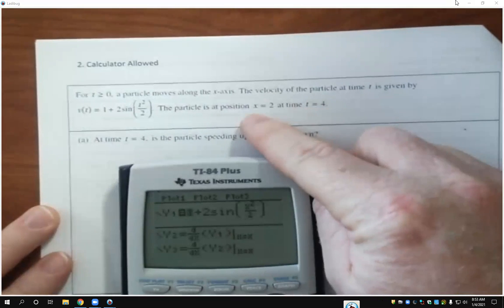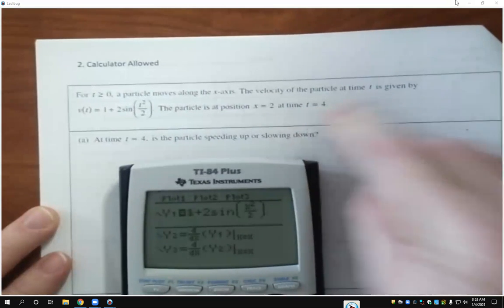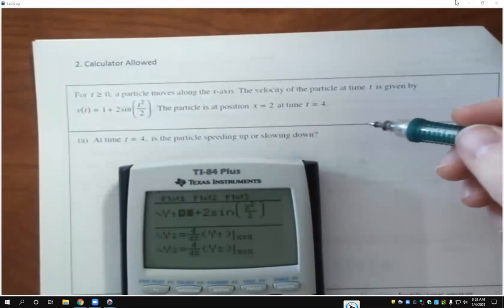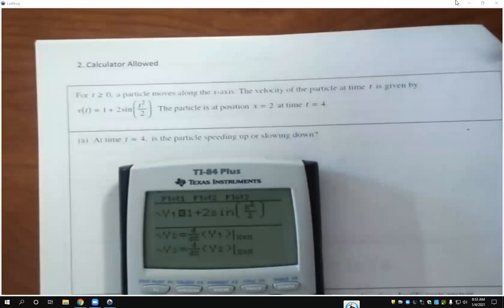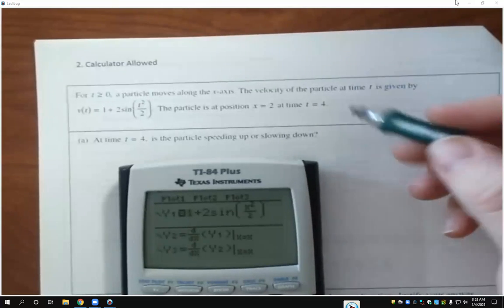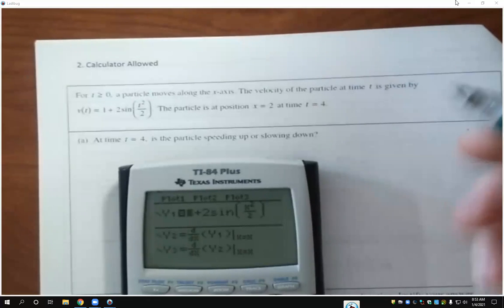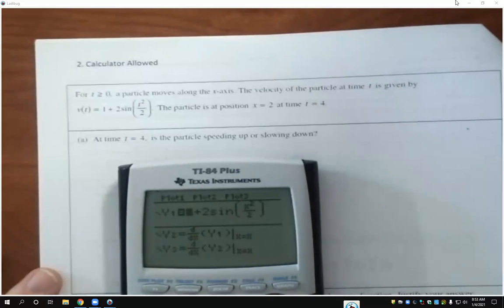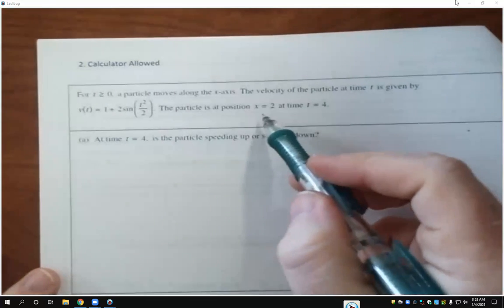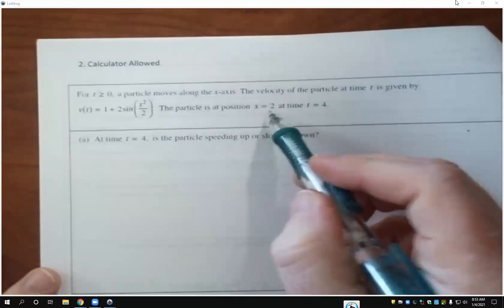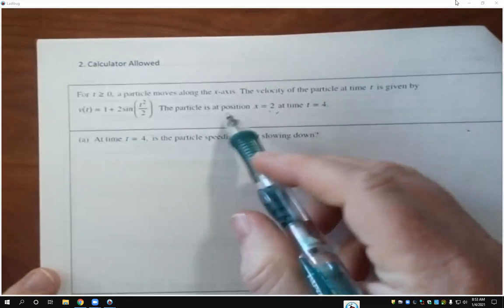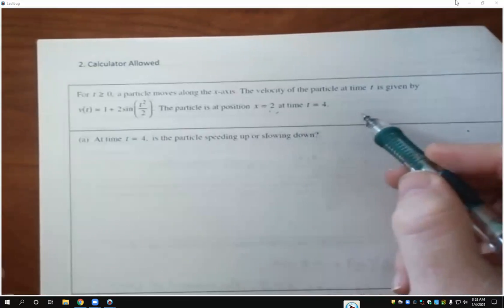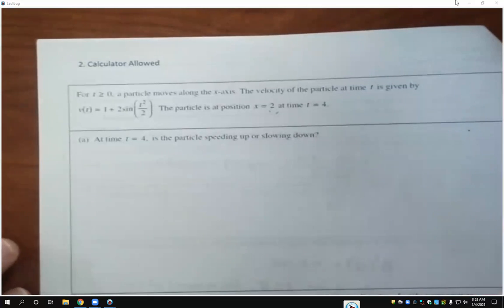The particle is at position x equals 2 at time t equals 4. That's actually not important to us. This is just a piece of a question that was given on an exam, and parts of it we don't know how to do yet. So we're not going to worry about that, but this is called an initial value: the position is x equals 2 at time t equals 4. Again, we don't need that.